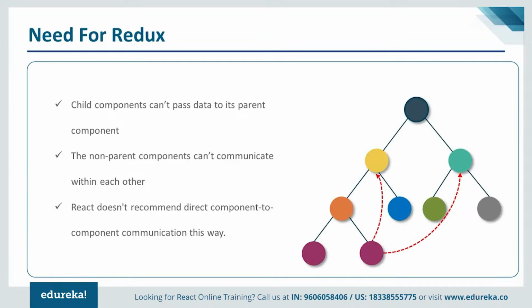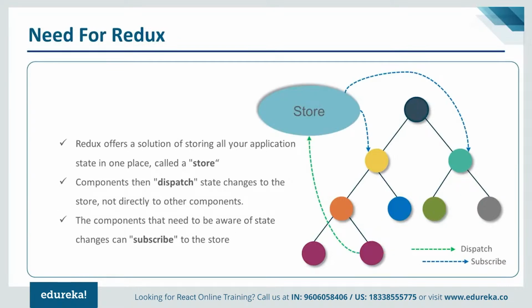We need something else which handles our data flow, let's say from top to bottom or bottom to top, which we say like parent to child relationship or child to parent data flow. That can only be achieved using Redux with React. Now, as you can see here in this diagram, this is what Redux is offering. Redux offers a solution of storing all your application state in one place, which is called the store. So as you can see in the diagram here, we have a central store. Only one store is shown over here.